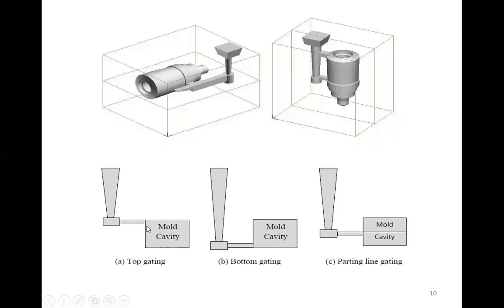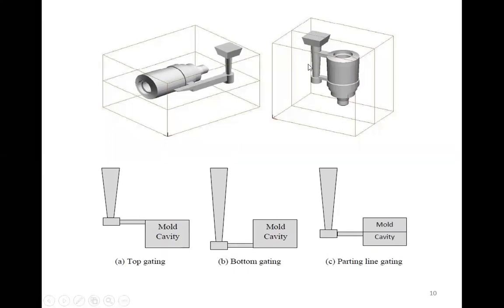So the top gating system, as you had seen, here is the mold cavity. The top of the mold cavity has the sprue base, a runner and a gate. Here a gate is used, and in this manner the molten metal flows into the part. In the bottom gating system, the gates are totally at the bottom of your mold cavity.